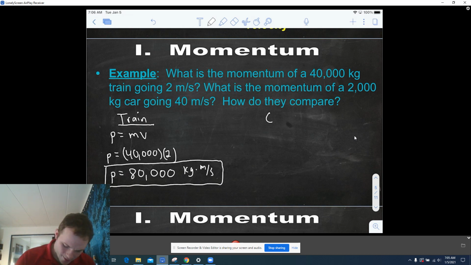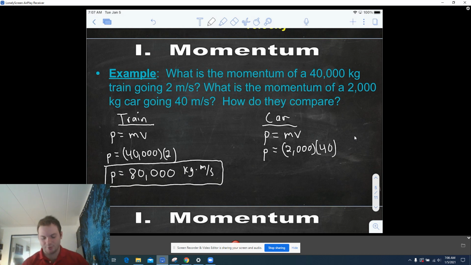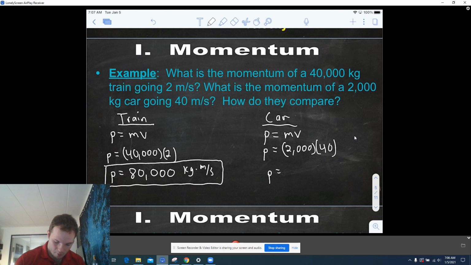Moving on to the car, same sort of procedure. You start with your equation and you fill in what's known. So you have P equals mv. We don't know the momentum. That's okay. We'll leave that in there. The mass of the car was 2,000. The velocity was 40. Now all we have to do is multiply those. Looks like it's going to be the same answer. Yeah. So the momentum was 80,000 kilograms times meters per second.